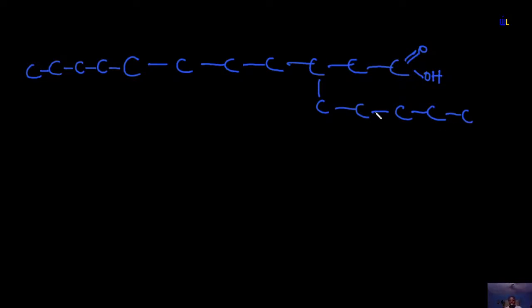However, the point is not necessarily the longest chain. The longest chain, which is going to be the parent chain, must have all the functional groups. So I can't count these and omit the carboxylic group. It would not give me my parent name. So my parent name must include those functional groups. So I'm going to start counting from here and then find out which one is the longest. Counting from here: 1, 2, 3, 4, 5, 6, 7, 8, 9, 10, 11.